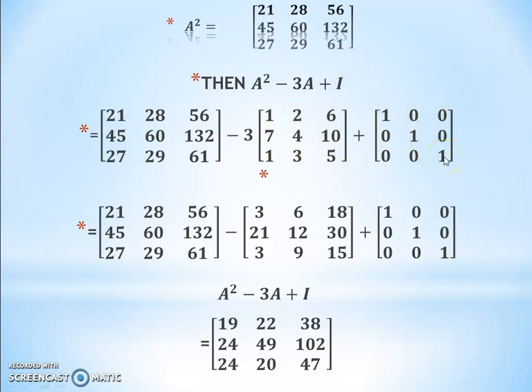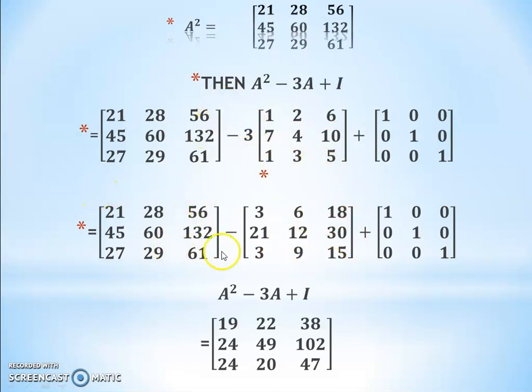The 3 by 3 order identity matrix is defined by 1, 0, 0, 0, 1, 0, 0, 0, 1. The diagonal entries, that is A11, A22, A33, are only 1. The remaining are 0. So now we have to take the subtraction plus addition also by 3 by 3 order matrix. First, we have to multiply 3 to each and every element. So 3 into 1, 3, 3 into 2, 6, 3 into 6, 18, 3 into 7, 21, 3 into 4, 12, 3 into 10, 30, 3 into 1, 3, 3 into 3, 9, 3 into 5, 15.